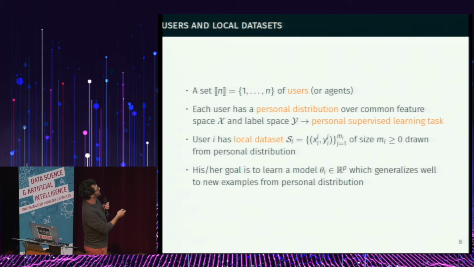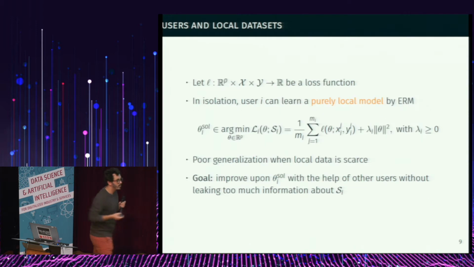So this is a set of couples of X and Y, like features and labels, of some size which is specific to that user, m_i. Some users might have more data than others. And this local data is drawn from that user's distribution. The goal of a user is to learn a model, let's say theta_i, some parameters in a vector of p parameters, that generalizes well to its own distribution. So the goal is really personal.